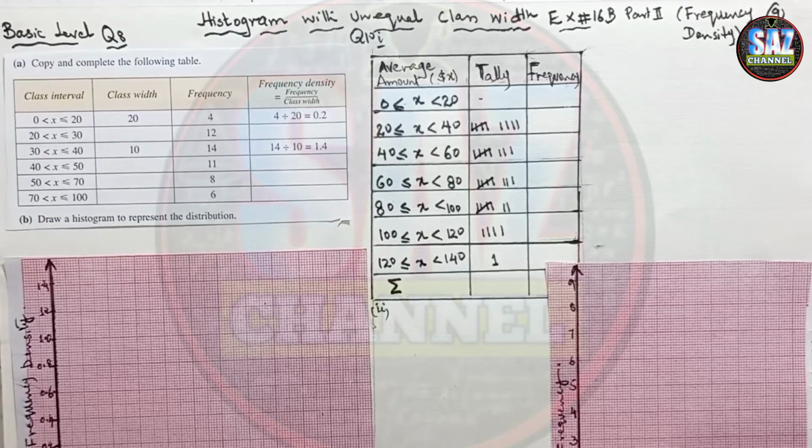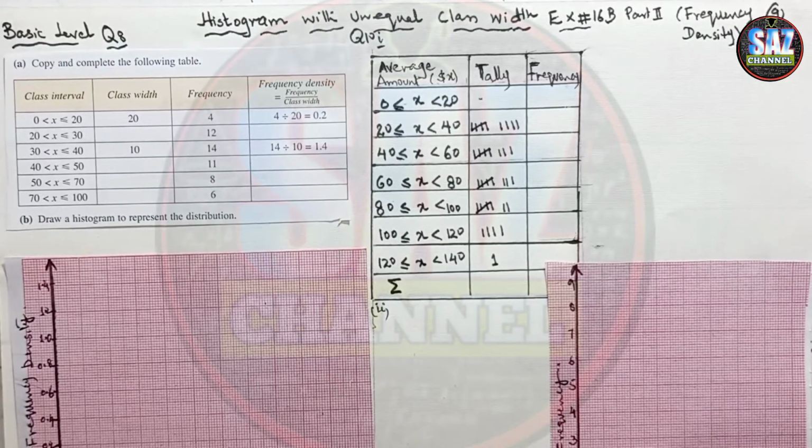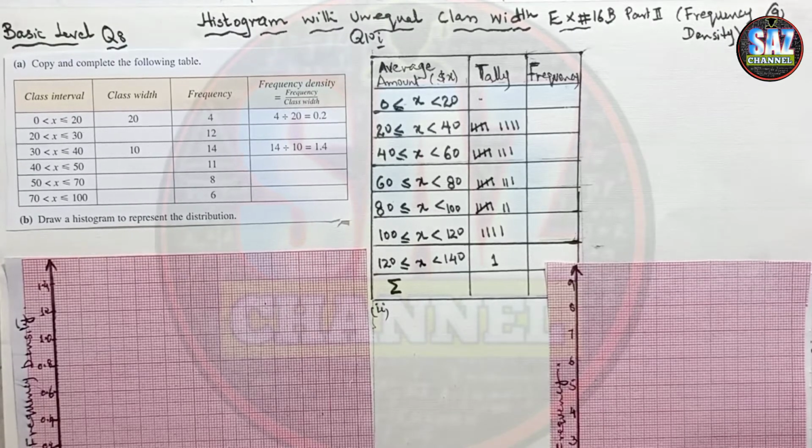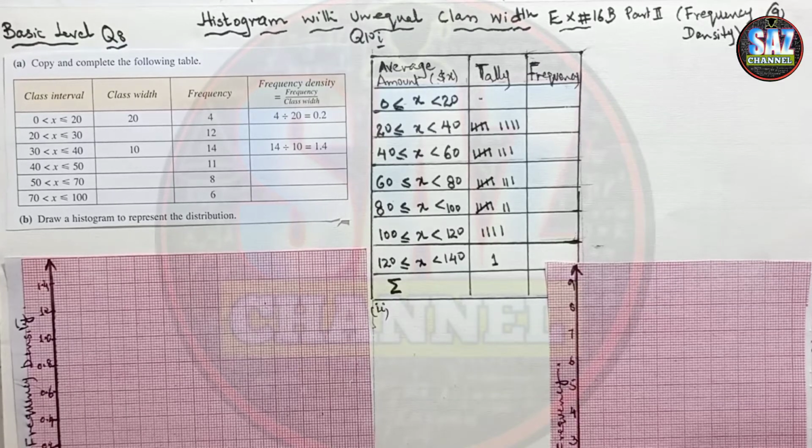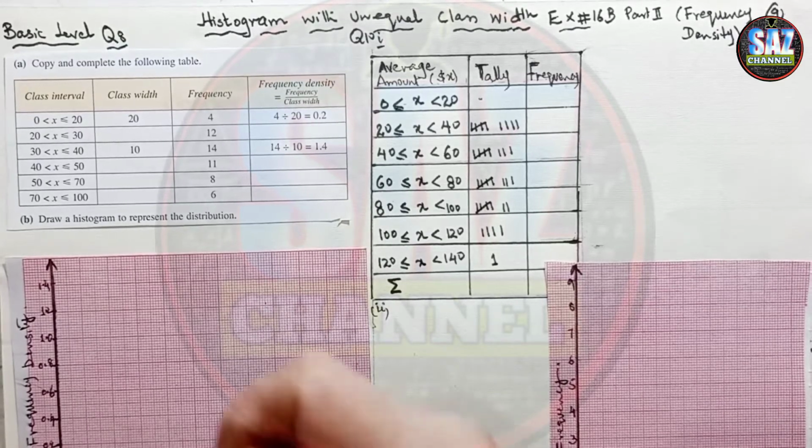This is my second episode of histogram with unequal class width. Students, in this class we will be discussing basic level question number 8, that is about the construction of histogram. Let's read the question together. Question 8 says, copy and complete the following table.